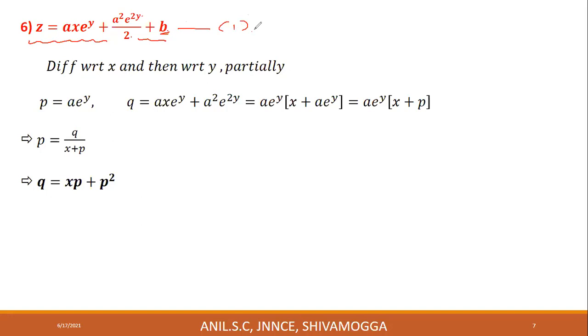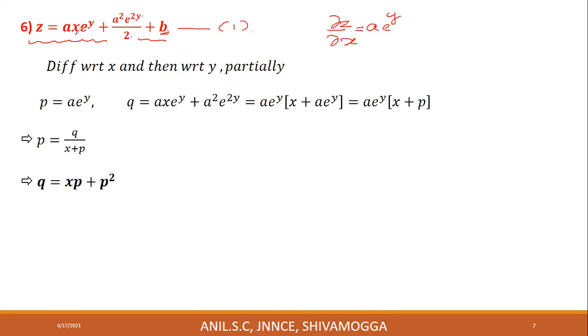Differentiate this equation partially with respect to x and then partially with respect to y. Let's differentiate partially with respect to x. Derivative of z is del z by del x. Z is not a constant. It is a function of both x and y. Here a into e power y is independent of x, therefore this must be treated as constant.